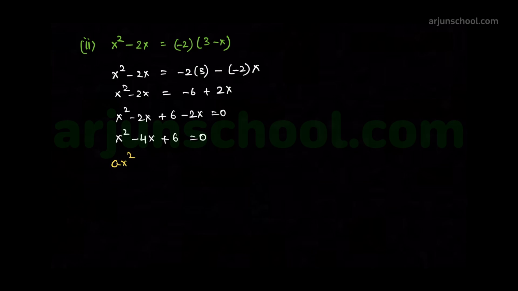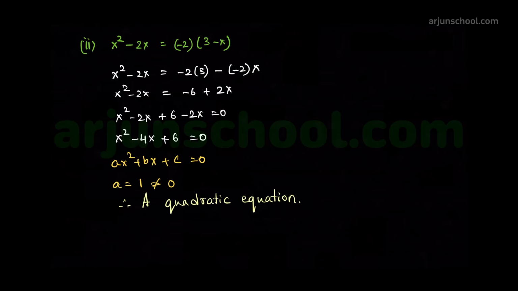This is of the form ax square plus bx plus c is equal to 0, where a is equal to 1, not equal to 0. Therefore, this is a quadratic equation. The highest power of variable x is 2.